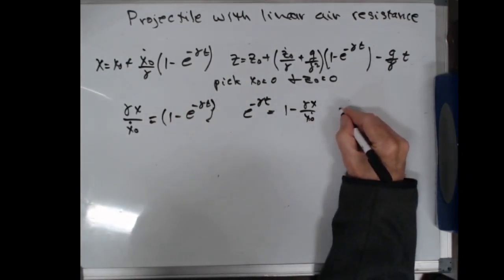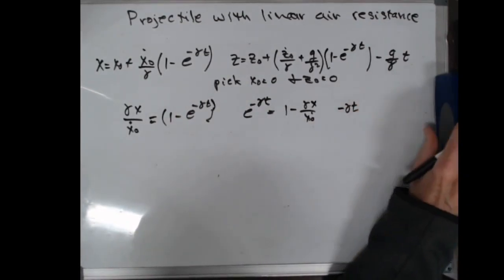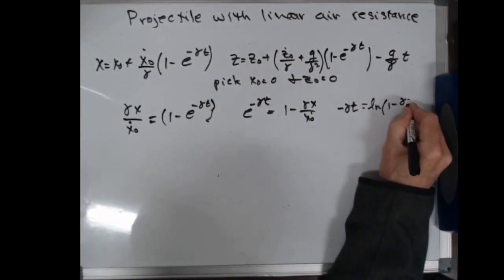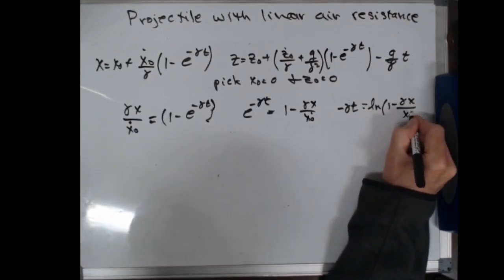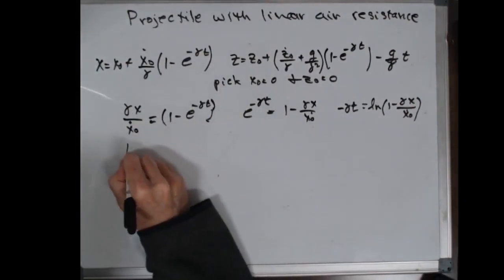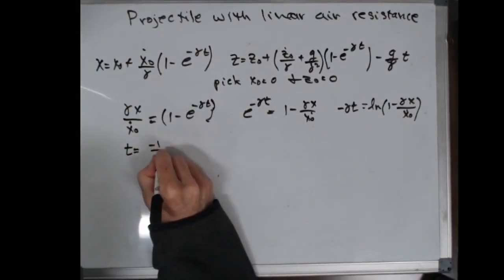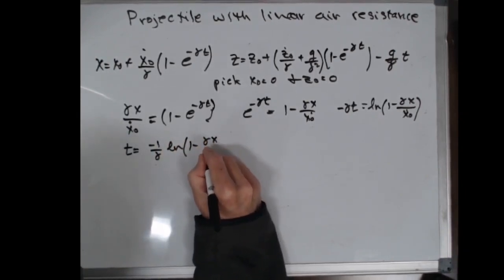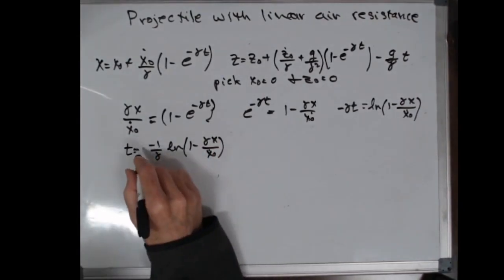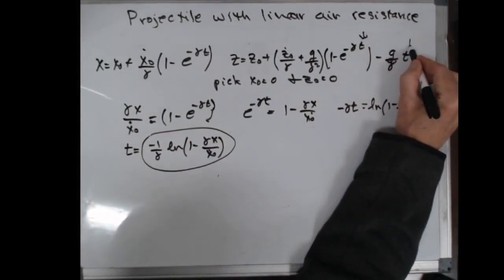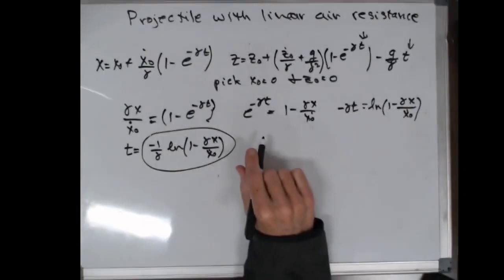And then I can take the log of both sides, and I can say minus gamma t is equal to the natural log of 1 minus gamma x over x naught dot, like that. And so that means that t is equal to minus 1 over gamma log of 1 minus gamma x over x naught dot, like that. This piece I can substitute into here, and that'll give me z as a function of x.